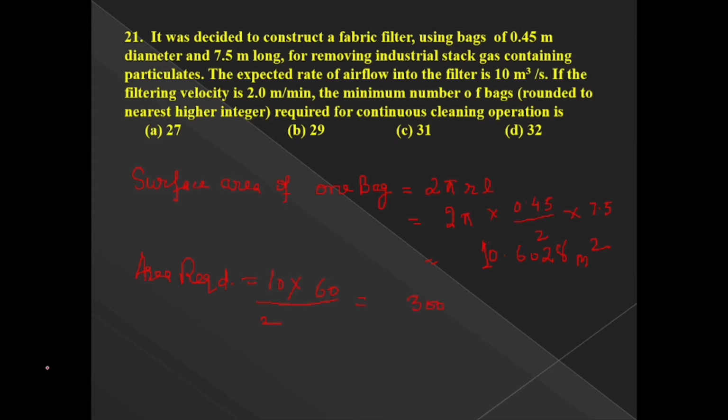Now we can calculate the number of bags. Number of bags required is equal to total area required divided by the area of one bag. So 300 divided by 10.6028, that is equal to 28.29, nearly equal to 29 numbers. Okay, this was our question number 21. Please note it down. Question number next.